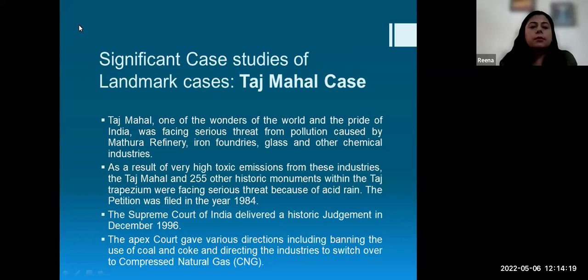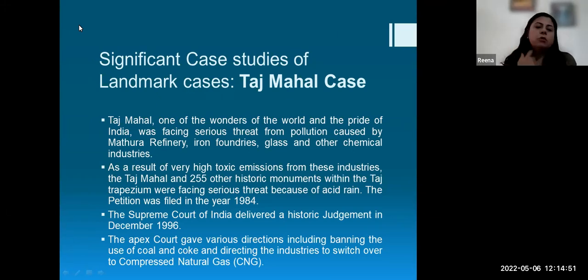There is the Taj Mahal case. The Taj Mahal is one of the wonders of the world. It is the pride of our country, and tourists throughout the world are keen on visiting our country and viewing the Taj Mahal. It was faced with a threat from pollution caused by the Mathura refinery in 1984.